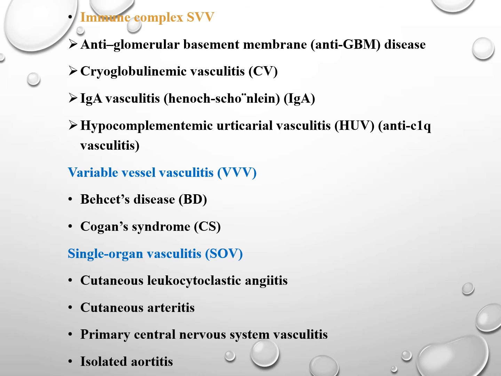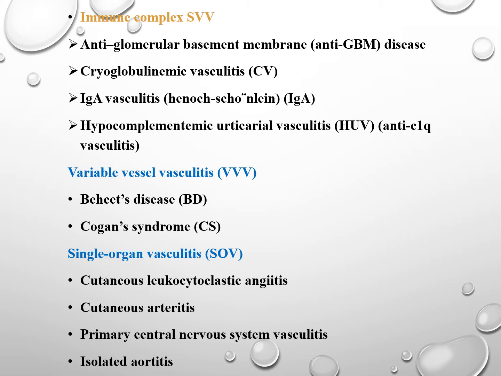The other entity of the small vessel vasculitis is the immune complex type, related to the pathogenesis of the underlying vasculitis, like anti-GBM, cryoglobulin vasculitis, IgA, previously Henoch-Schönlein purpura, and hypocomplementemic urticarial vasculitis. All of these types share the same pathogenesis of immune complex deposition, a type 3 hypersensitivity reaction.